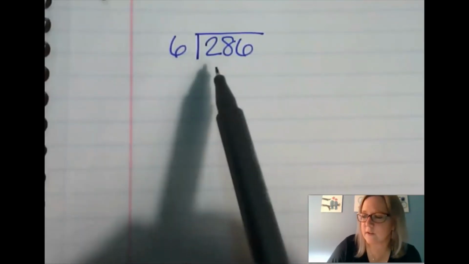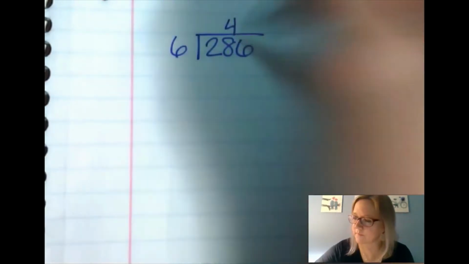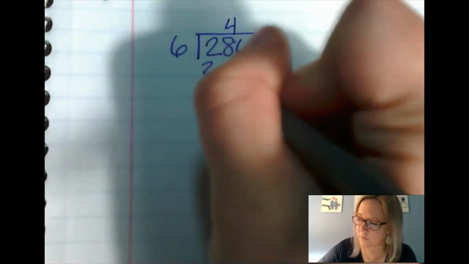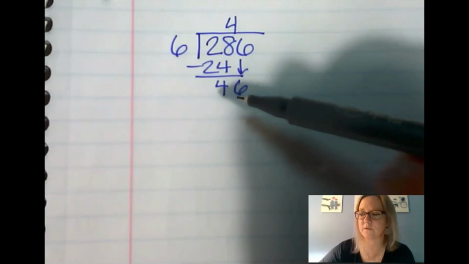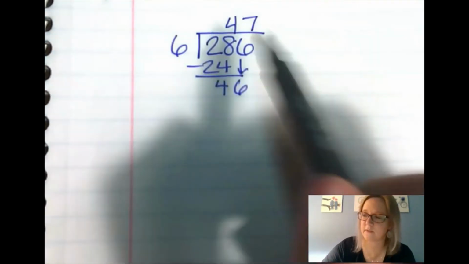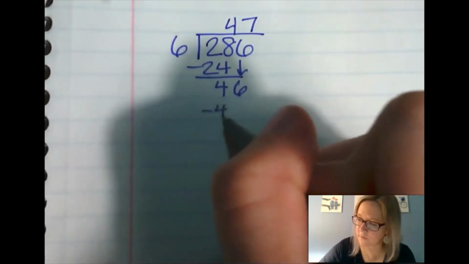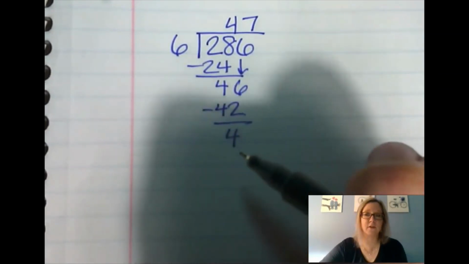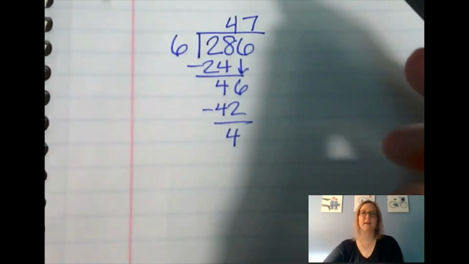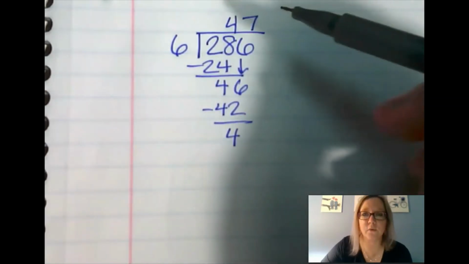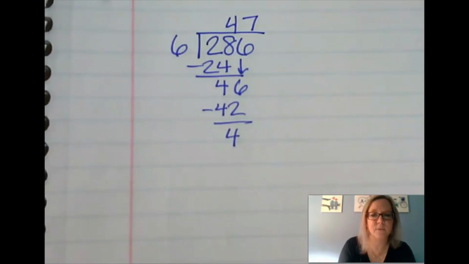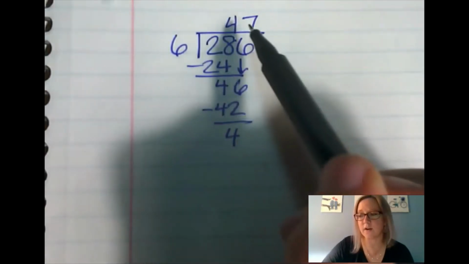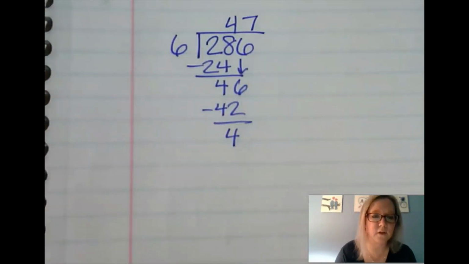So when I divide, 6 goes into 28 4 times. 4 times 6 is 24. Subtract and I get 4. Bring down the 6. And then 6 goes into 46 7 times. 7 times 6 is 42. And I have a remainder of 4. Now, sometimes it would be appropriate to put this in fraction form or in decimal form, but we don't need to based on what this problem is asking. So again, notice our answer is 47 with a remainder of 4.